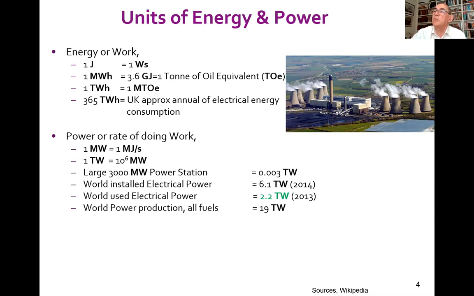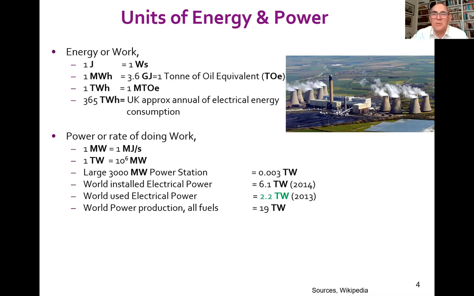And this, if you translate that 3,000 megawatts into terawatts, it's 0.003 terawatts. The total world usage of electricity is about 6.1 terawatts. That is 2,000 power stations like this. Now, actually, there's a lot more than 2,000 power stations because many of them are much smaller than this.